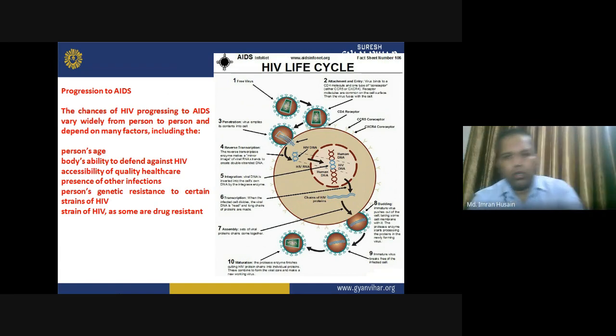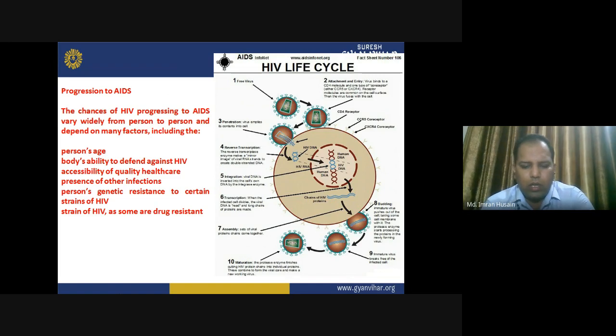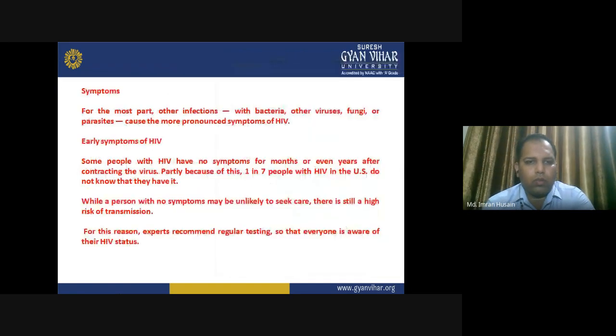You must know from where this HIV virus, or human immunodeficiency virus, came into existence. It came from chimpanzees to humans. It was found in chimps, and from chimps it has been transferred to humans. So, what are the symptoms? For the most part, other infections with bacteria, other viruses, fungi, or parasites cause the more pronounced symptoms of HIV.